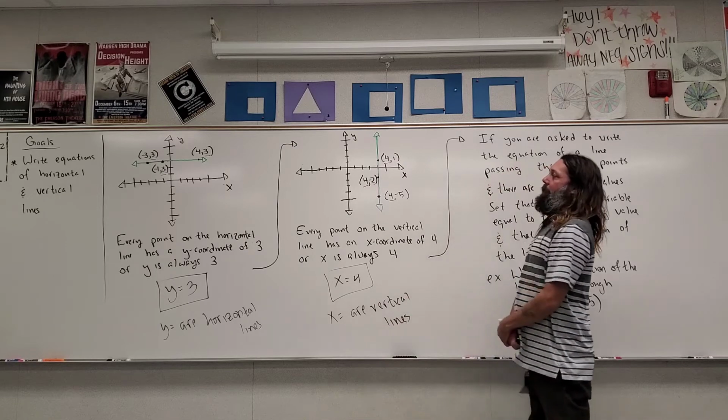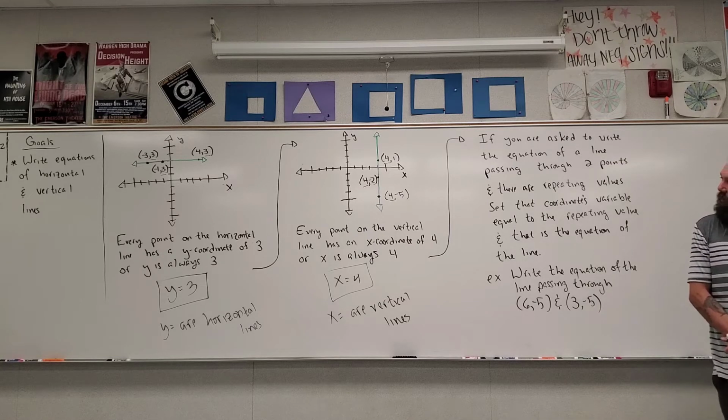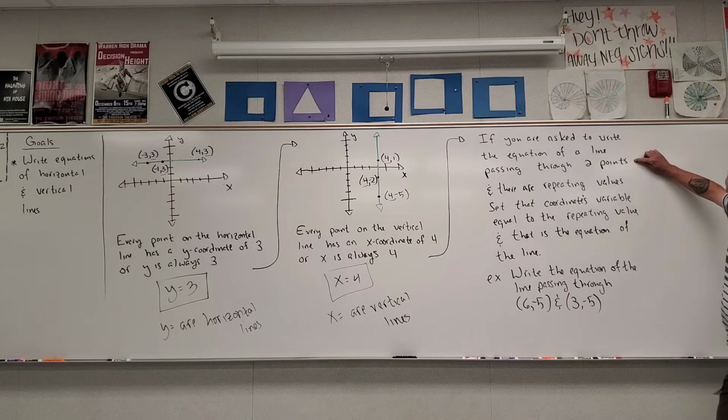All right. So I'd like to just summarize how we're going to write the equation of a line. If you're asked to write the equation of a line passing through 2 points and there are repeating values, set that coordinate's variable equal to the repeating value, and that is the equation of the line.